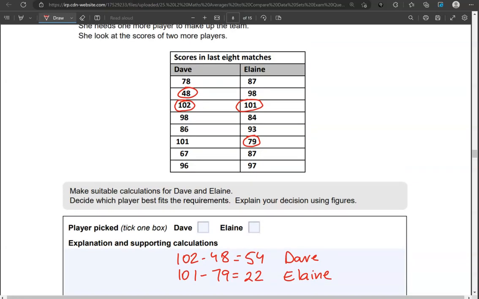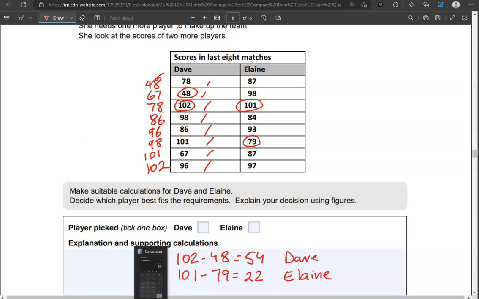So putting these in order. For Dave, starting with 48. The next one is 67. Then we have 78. Then we have 86. Then 96. 98. 101. 102.